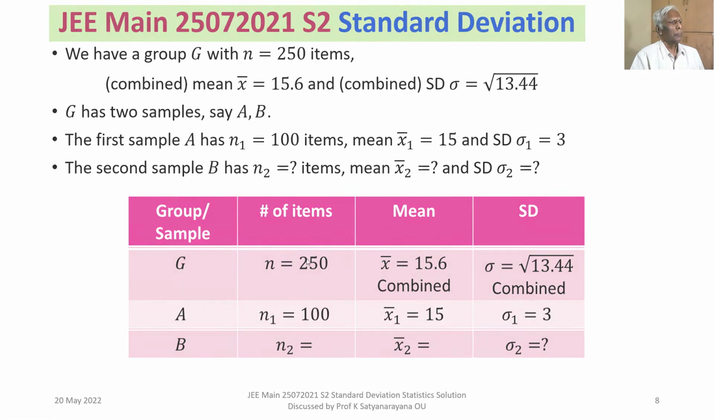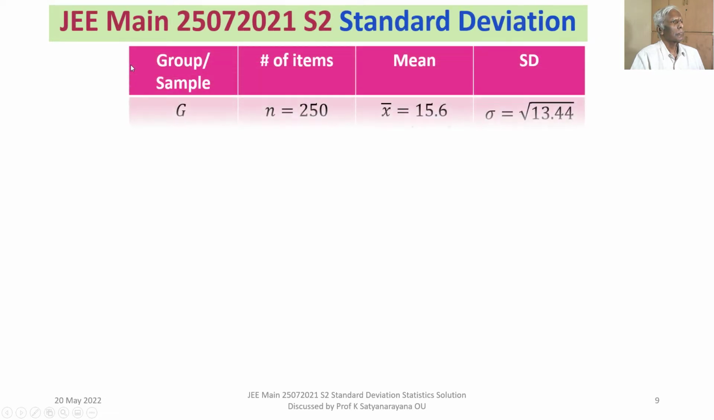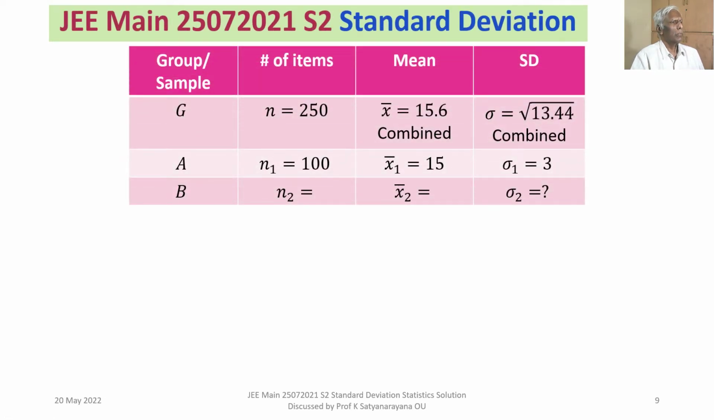So that is the table that we have. And now, the total number of items n is 250 and we have two samples A and B of sizes n1 and n2. Therefore, n is equal to n1 plus n2. That implies 250 is equal to 100 plus n2. That will imply n2 is 150.